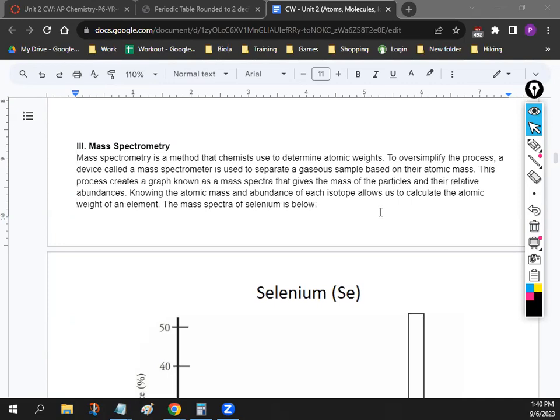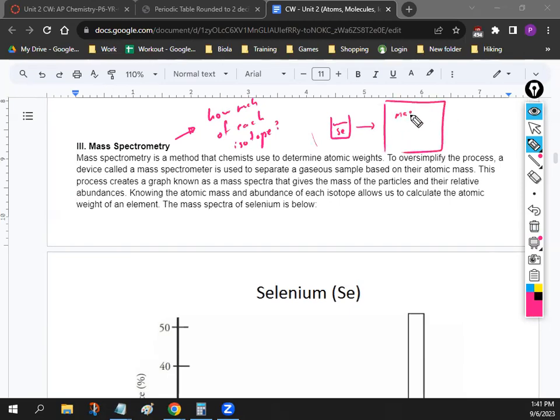Now you don't need to know this super detailed, but mass spec is basically just a way, in laboratories in real life, to find out how much of each isotope there is. So it's just a way of finding out how much of an isotope there is in a given sample. Let's say I have this tube of selenium, and I want to figure out what the isotopes in there are. What I would do is put it into this machine called the mass spec.